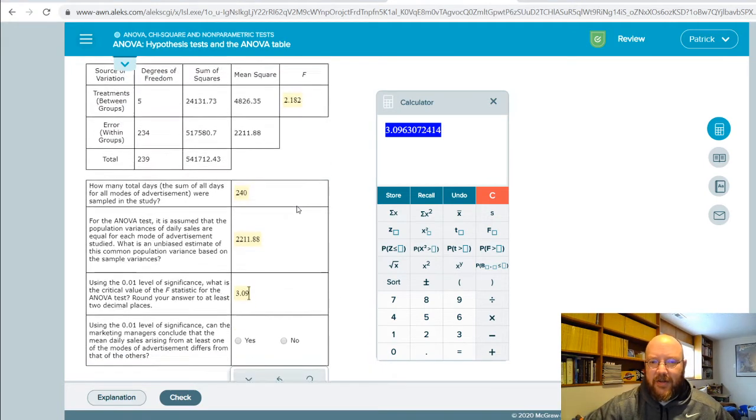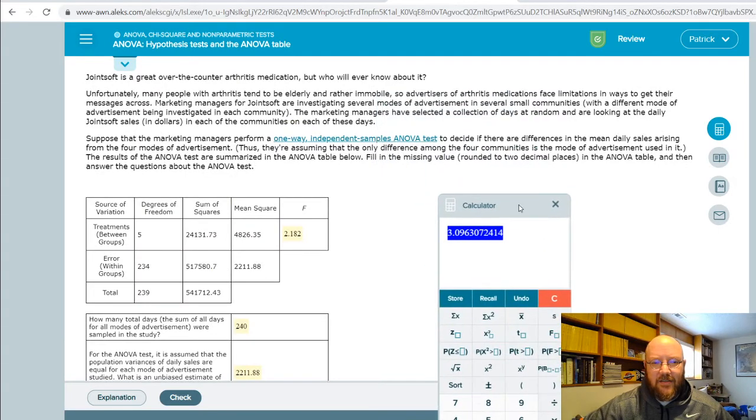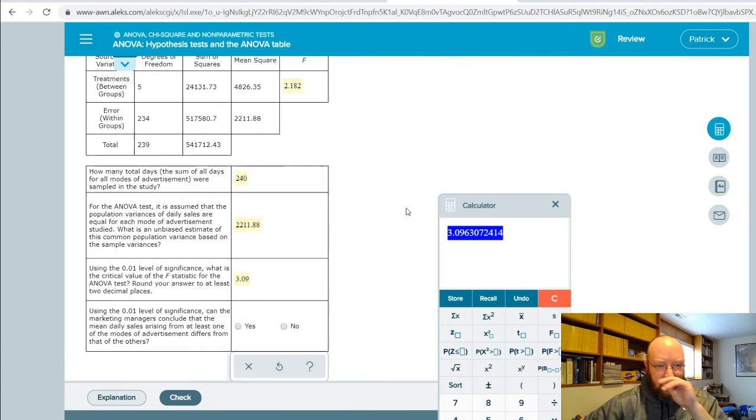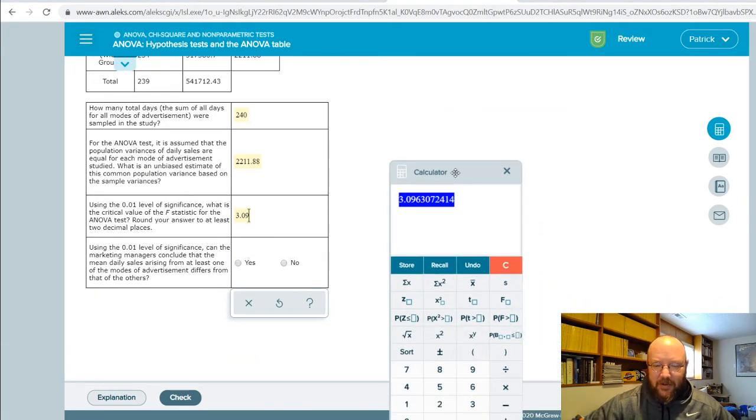how many does it want me to round this to? Dang it, I have to go read the problem. Round to two decimal places. So that'd be 3.10. There we go. Ugh, yuck. Hate it when you have to round these like that. So, but anyway, so that gives me my crit value right there.